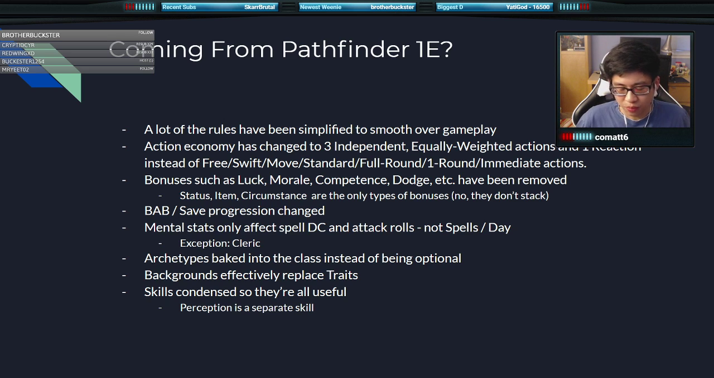Mental stats. In Pathfinder First Edition, if you had a high casting score, you would gain additional spells per day. That led to a lot of min-maxing and basically saying, okay, if I'm playing a wizard, I need to pump out my intelligence as hard as possible and to hell with all of my other stats. Now, it's still important to have a strong mental stat score if you are a caster. But it's not as important because it's only affecting your spell difficulty class.